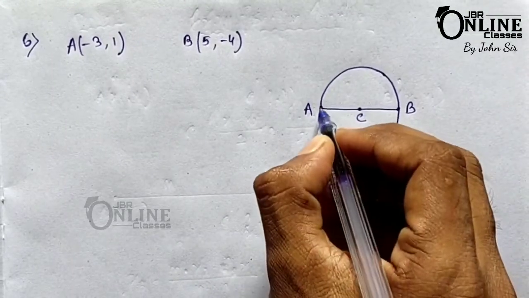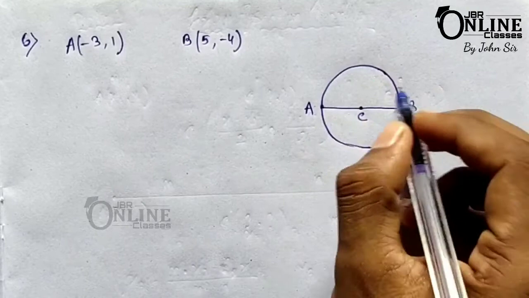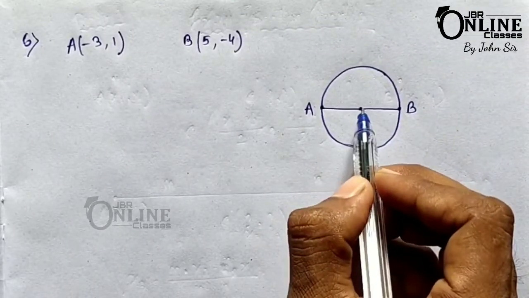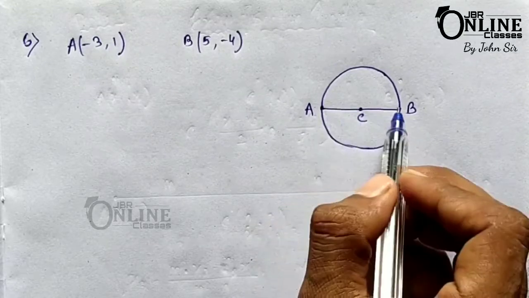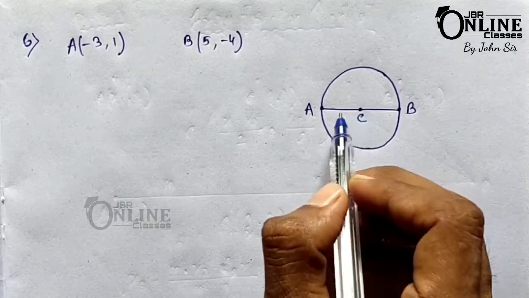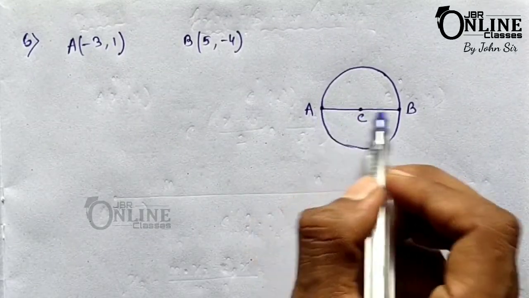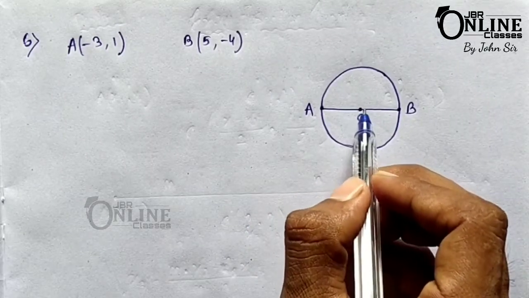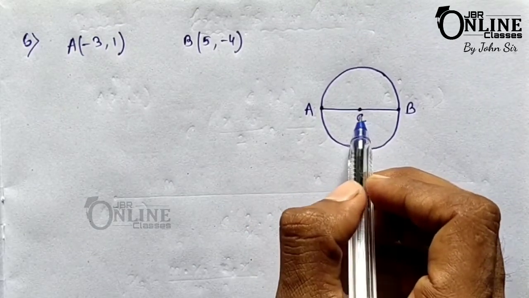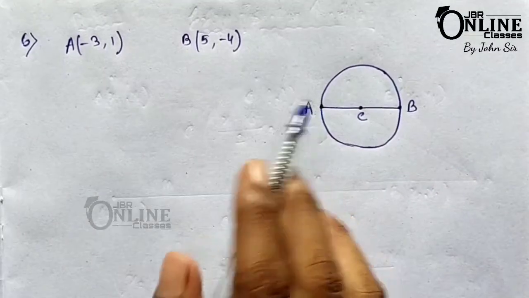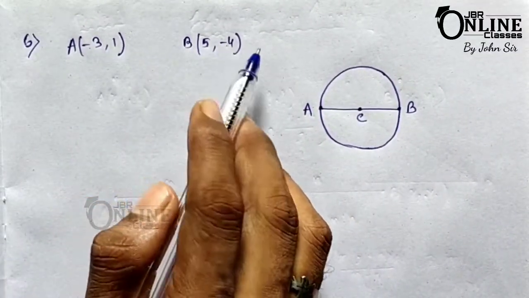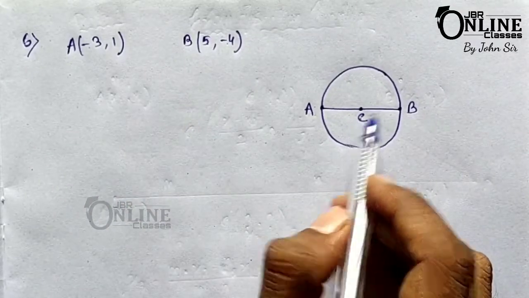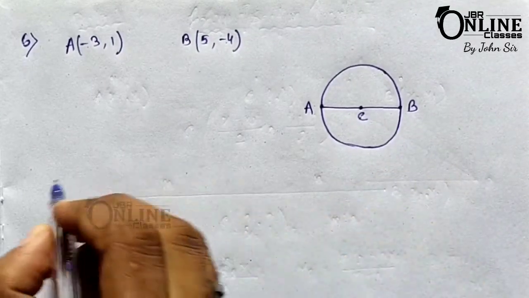So that means if A and B are two points on the circumference and here C is the center, that means C is the midpoint of that diameter. So to find the coordinates of C, you have to apply the midpoint formula. That means (-3 + 5)/2, and second, (1 - 4)/2. Then you will get the coordinates of point C. So now sum number 7.